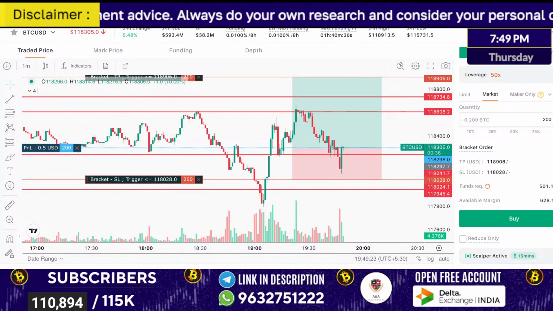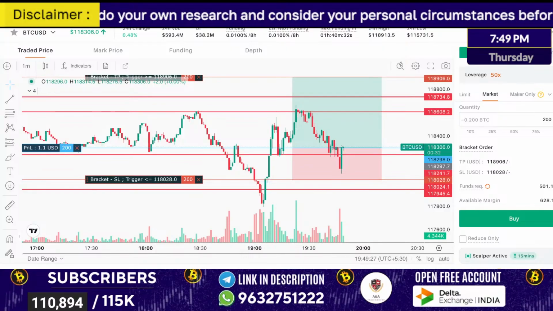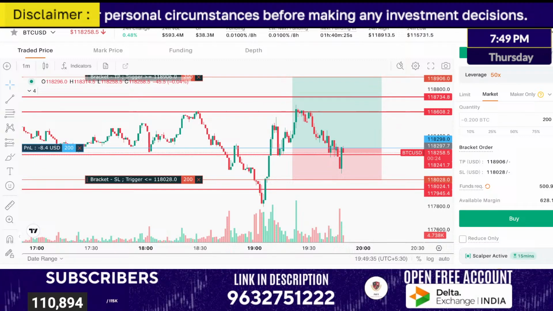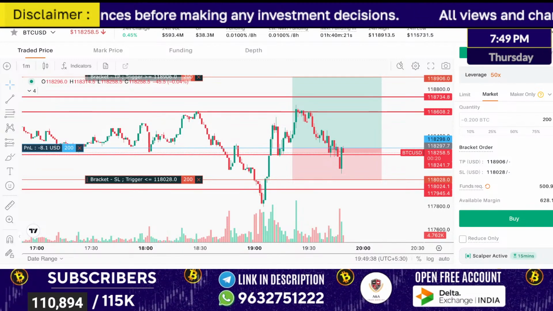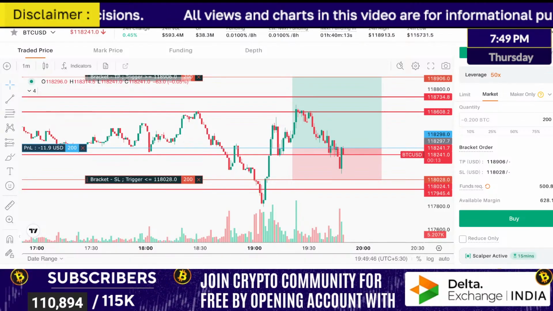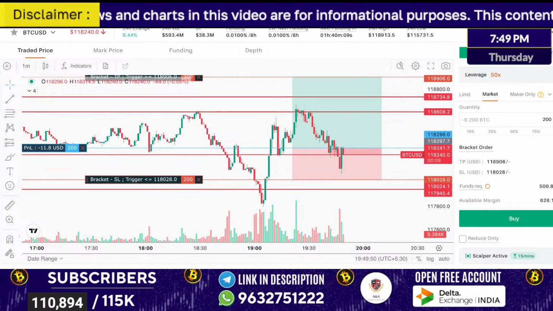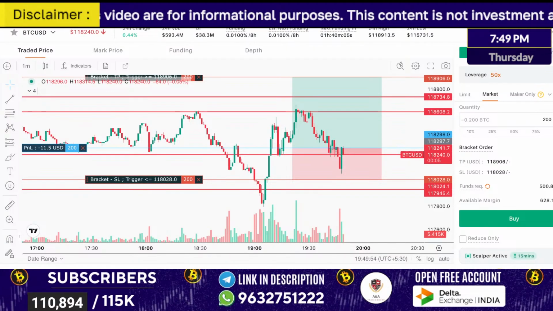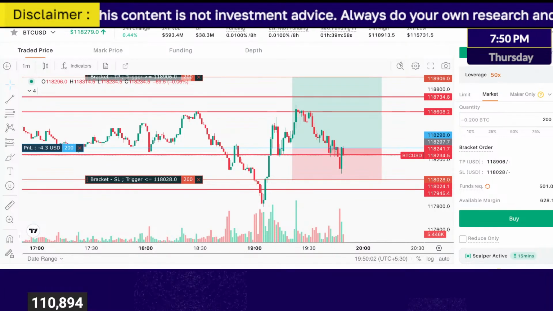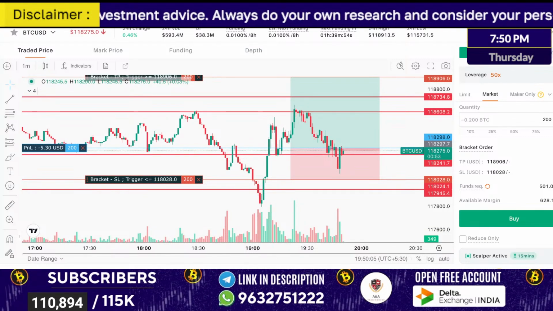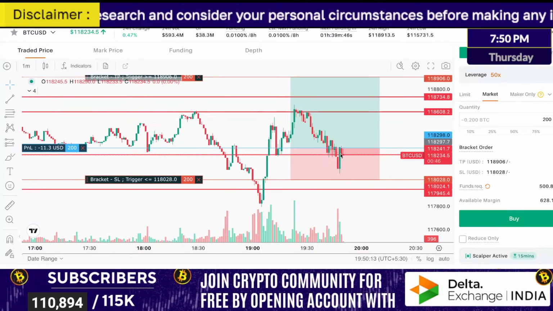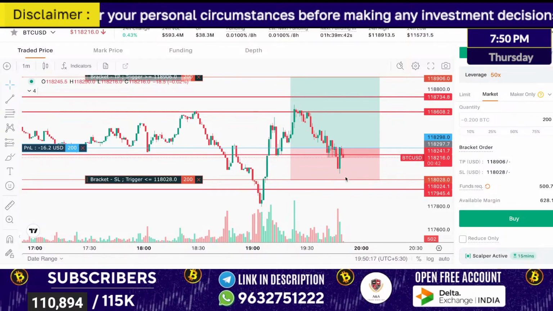Again, cost to cost. Final zone. And this, if we get a reversal, fine. Or else this time if it goes, it will take the stop loss.